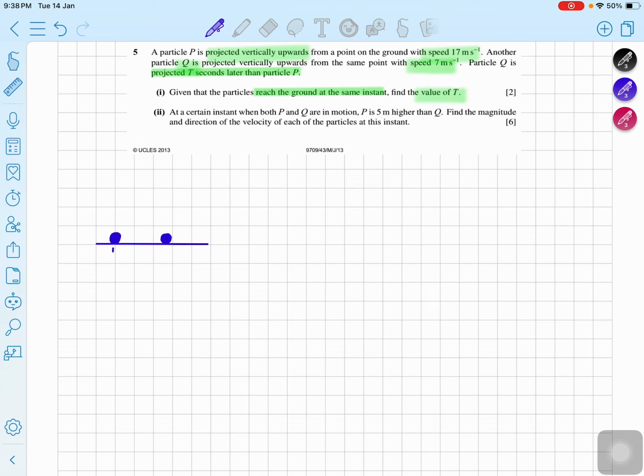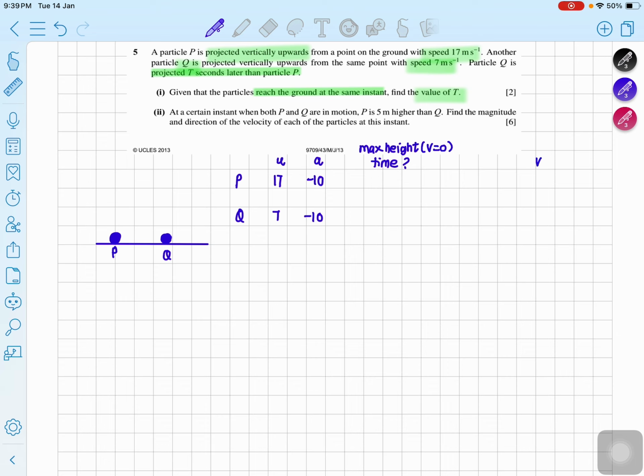So let's see, I have particle P, I have particle Q here. Both are projected upwards and they have initial speeds of 17 and 7. So what will be your acceleration when it is moving upward? For both it is negative 10. So can I find the time taken to go upward? It means at maximum height, what will be the time? So what happens at maximum height? You know your speed is going to be 0.